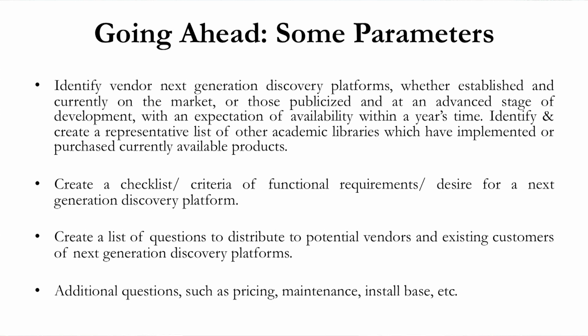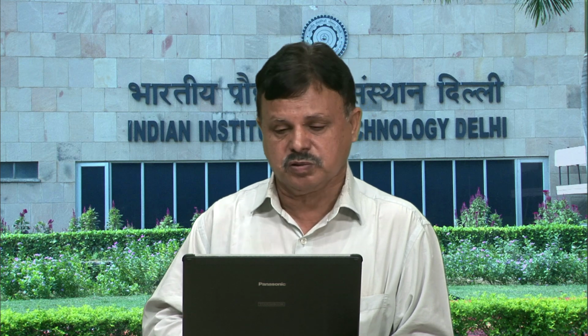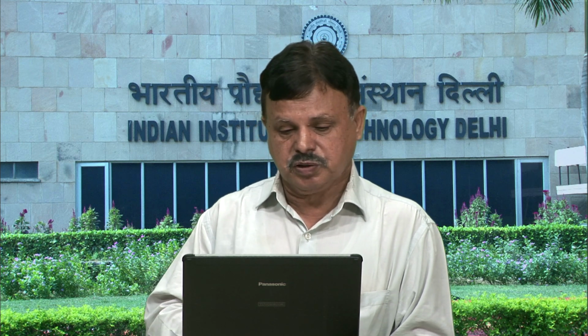We have to look into some parameters. Some of these parameters are: you have to identify the vendor, the next generation discovery platform, whether established and currently on the market, or those publicized and at an advanced stage of development with an expectation of availability within a year's time. So, you have to understand the complete profile of the service provider, whether the service provider has just entered the market or whether the service provider is a well established firm. He has the potential to undertake research, he has the potential to undertake innovation. So, you have to completely understand, because it is a long term kind of commitment.